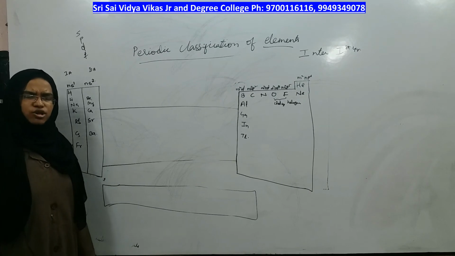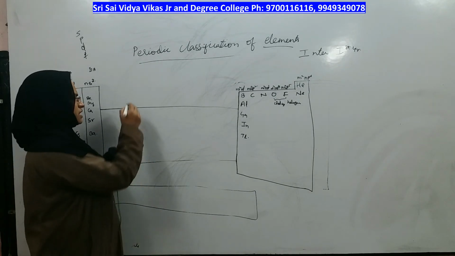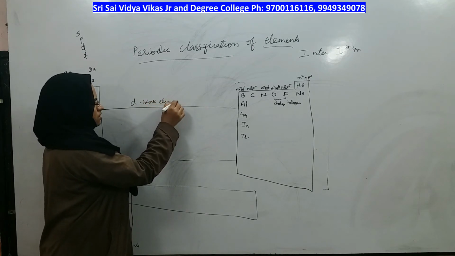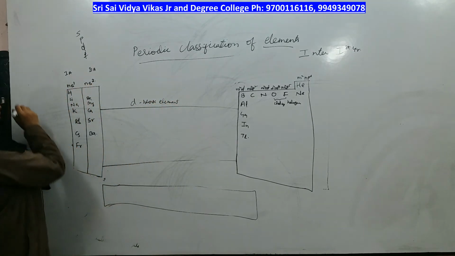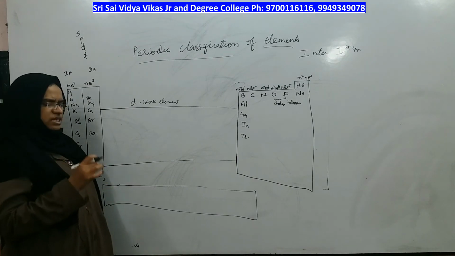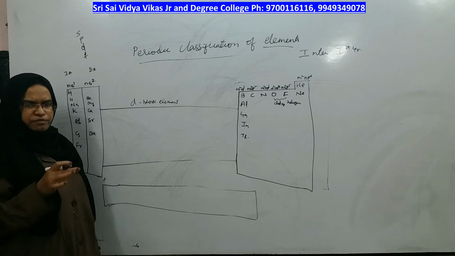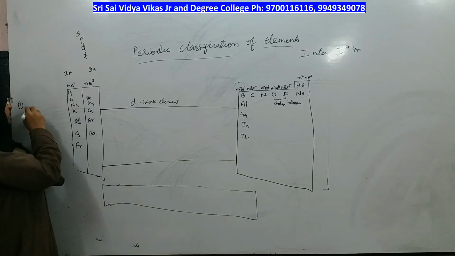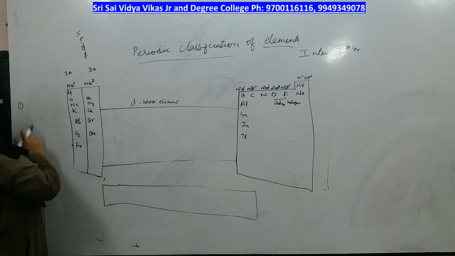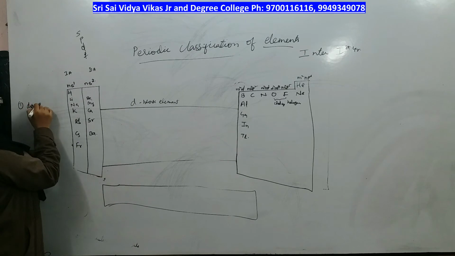Coming to the next block in the periodic table, the d block elements. Let us write the first point about d block elements. The elements which are present in between s block and p block of the periodic table are called d block elements, right? Why are they called d block elements? That should be our first point. Differentiating electron enters into d subshell.